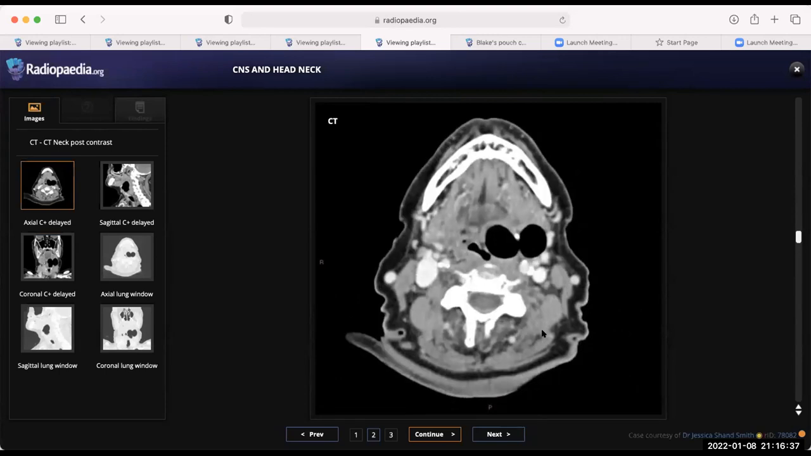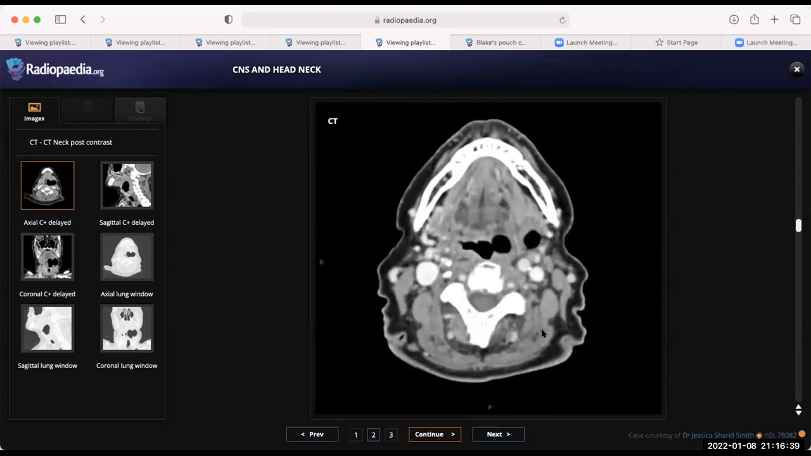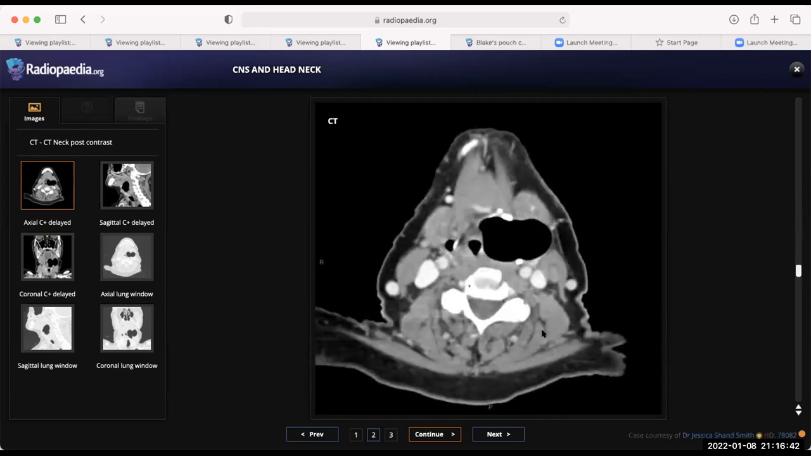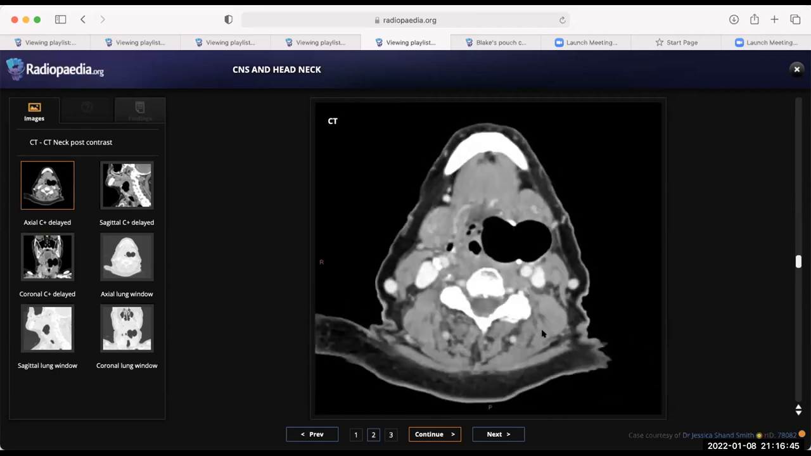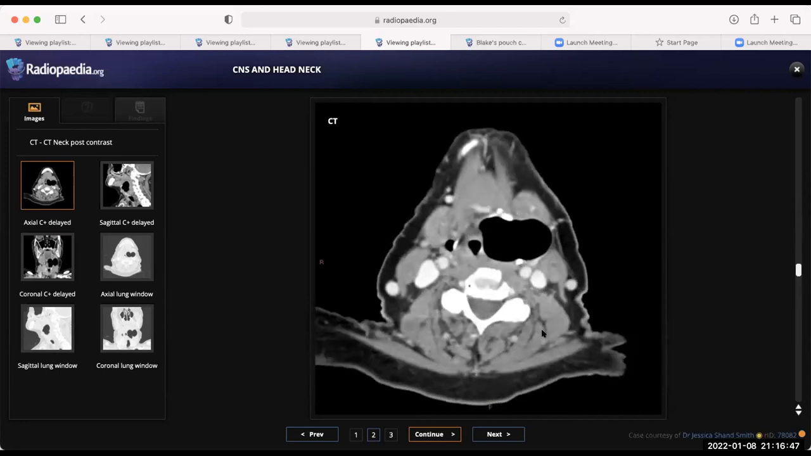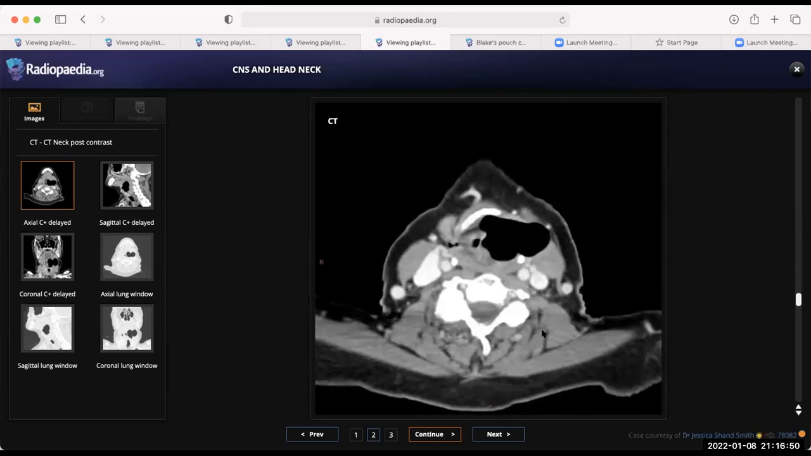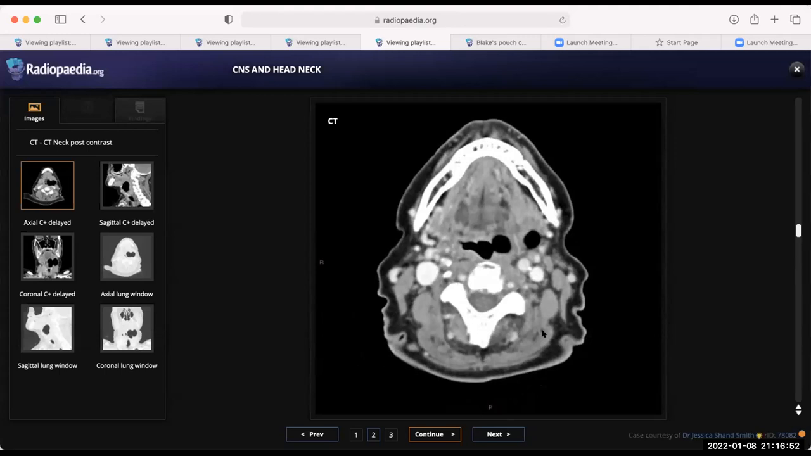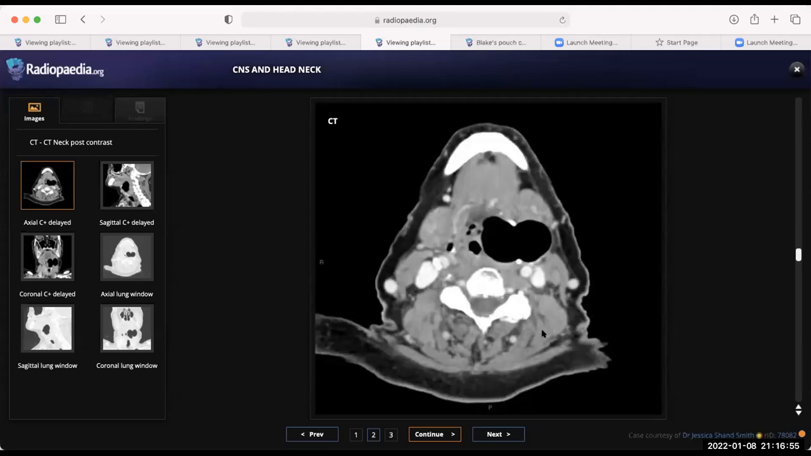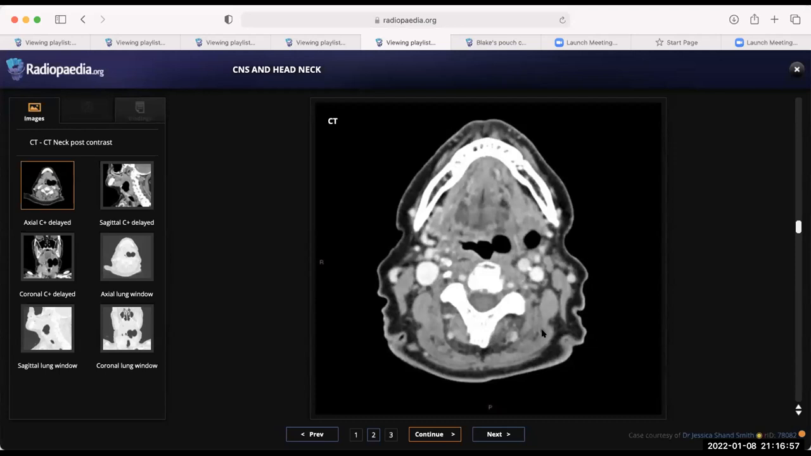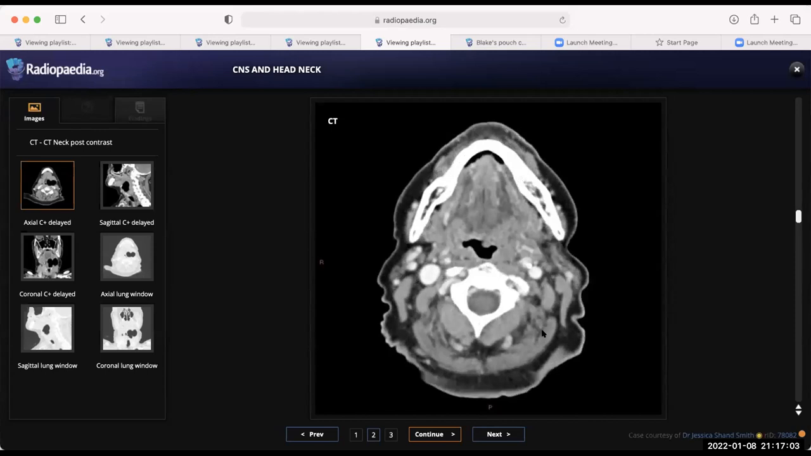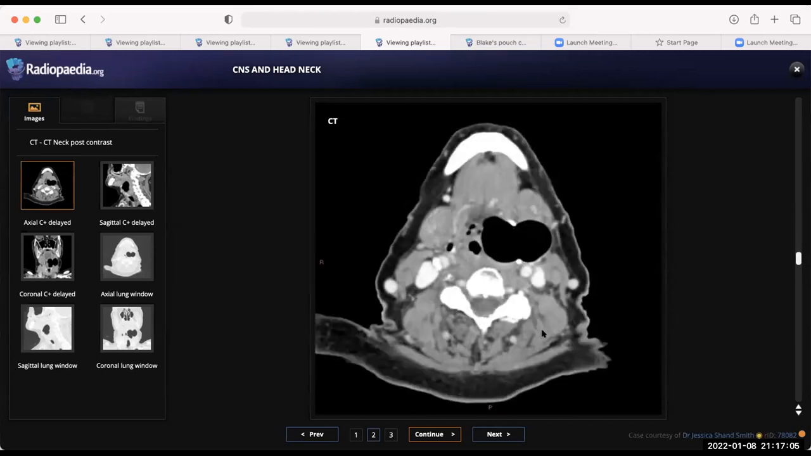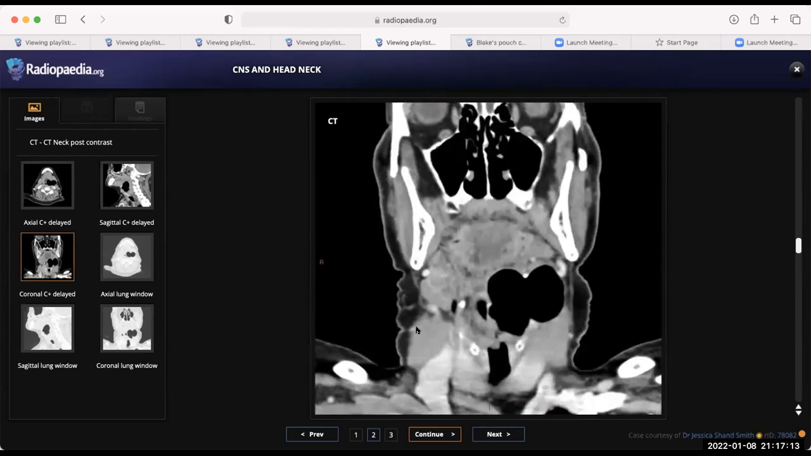Okay. So it's involving basically the left paralaryngeal and parapharyngeal spaces, with resulting mass effect on adjacent vessels. I'm looking for the communication, and yes, it's showing communication with the left vallecula. The rest of the vessels are fine. No significant lymphadenopathy.